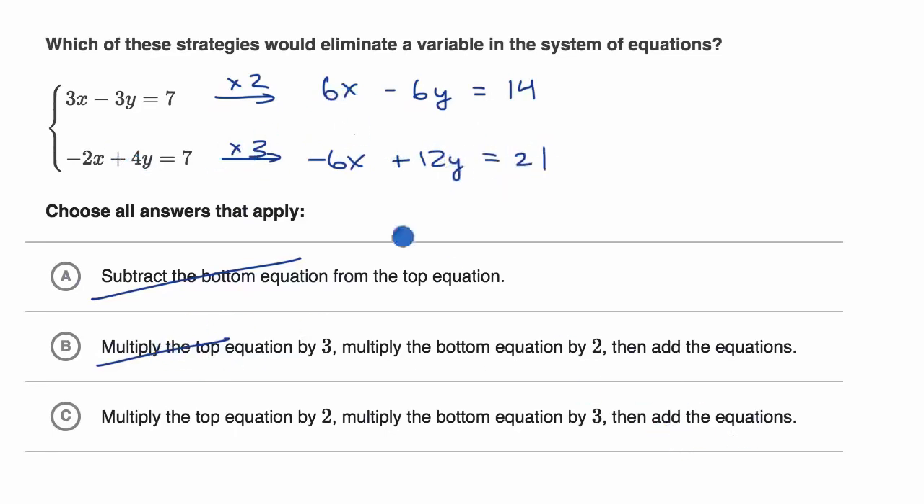And then they say add the equations. Well, you immediately see when you add the x terms on the left-hand side, they are going to cancel out. So I like choice C.